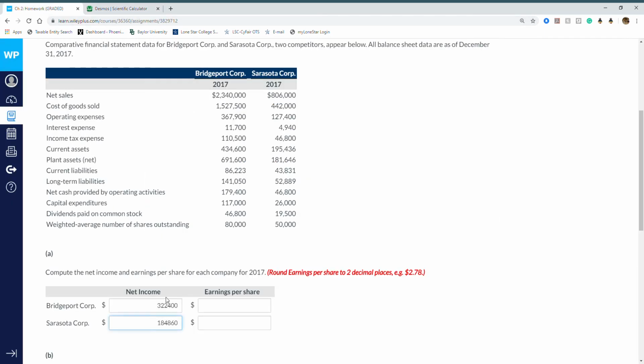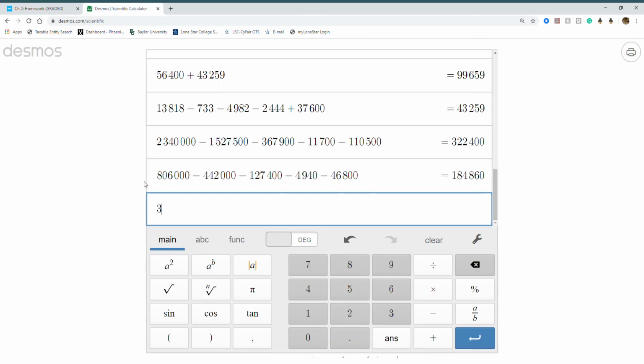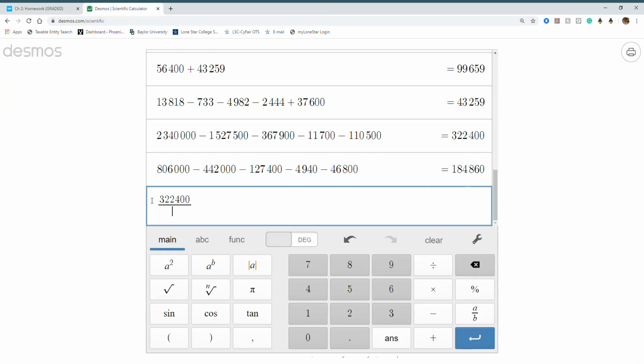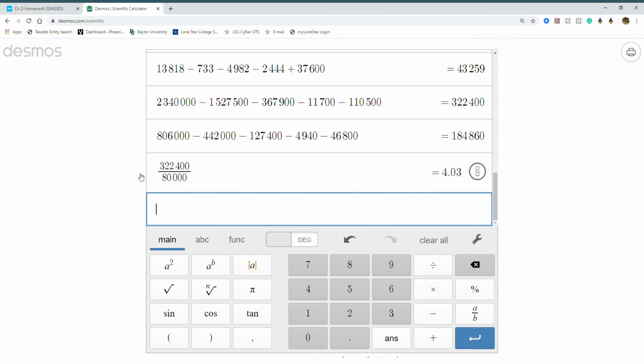Okay. Now remember, earnings per share is our net income minus preferred dividends, which we do not have any preferred dividends, as I can see, divided by the average number of shares outstanding. Here, they went ahead and gave us this, so we don't have to worry. So really, all we have to do is take the net income and divide it by the number of shares outstanding. So 322,400 divided by 80,000. $4.03.